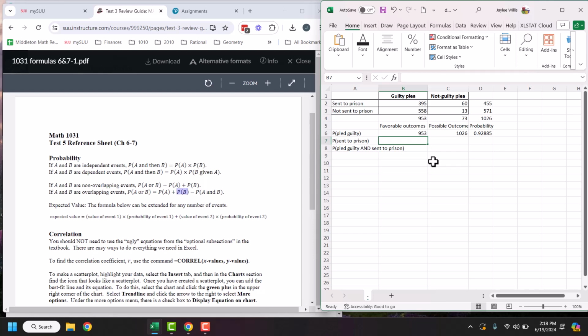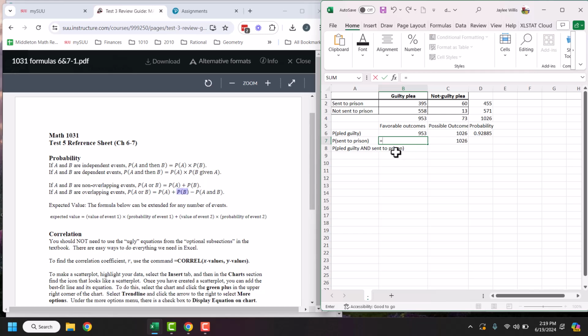Now we want to find the probability that you randomly select someone who was sent to prison. So as of right now, we're looking at these as individual events. We're not looking at the probability of getting one or the other. We're just looking at their individual events because the OR formula requires us to know those individual probabilities. So if I'm looking at the probability of choosing someone who is sent to prison, again, I have 1,026 possible outcomes.